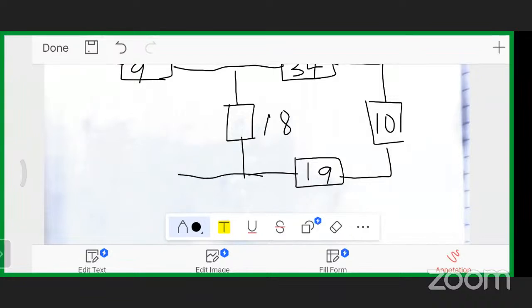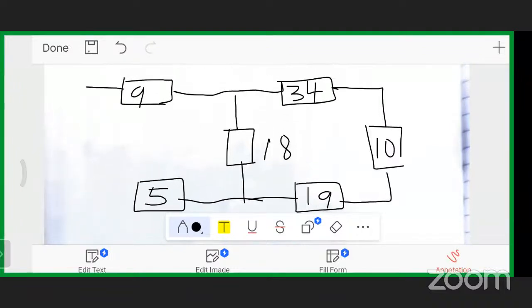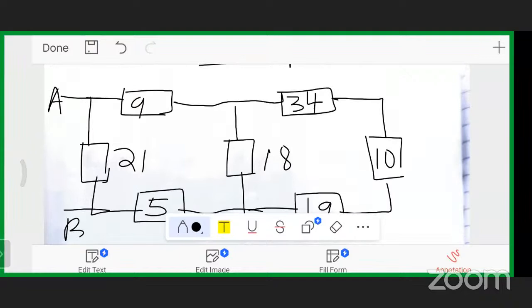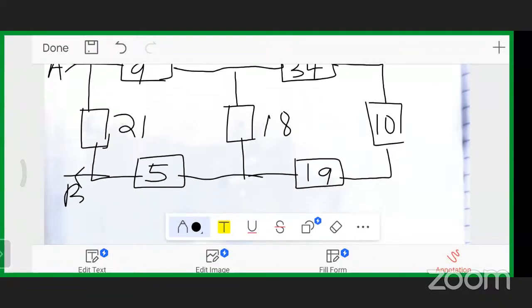Then this proceeds, 5 ohms. Then this one comes, another one in the middle. This is 21 ohms. Then the whole thing is connected from the left hand side. So this is A and this is B. The current comes in at point A and then comes out at point B.